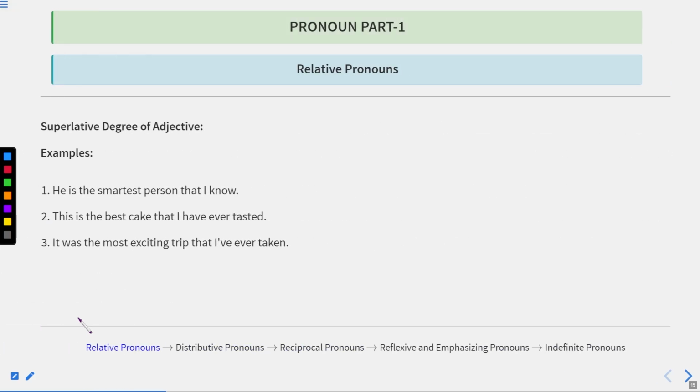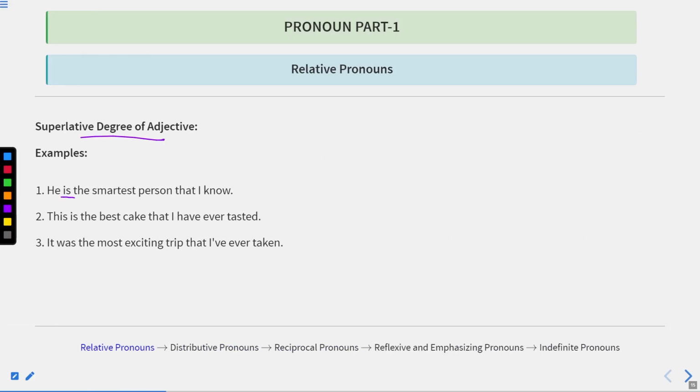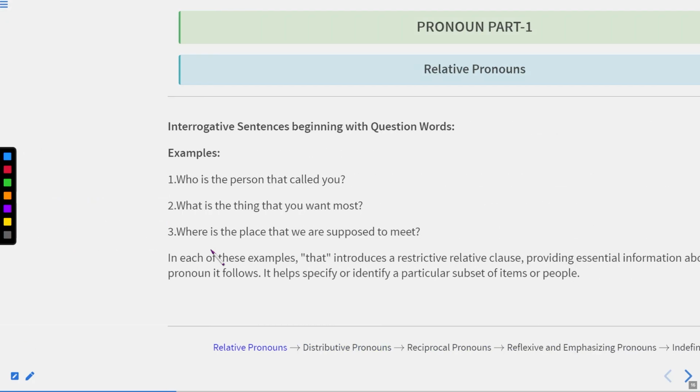Superlative degree of adjective, for example: he is the smartest person that I know. Smartest is the superlative degree before which we have used the, and to relate this, we have used that. This is the best cake that I have ever tasted. It was the most exciting trip that I have ever taken. So here we are using the relative pronoun that to relate these two clauses together. Okay, now let us move to the next one.